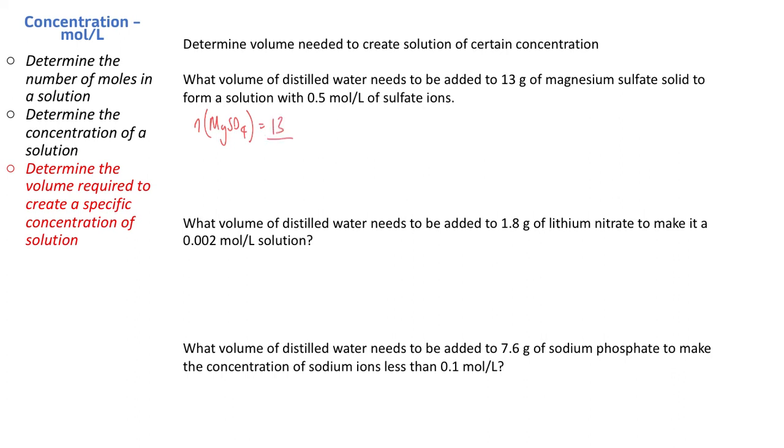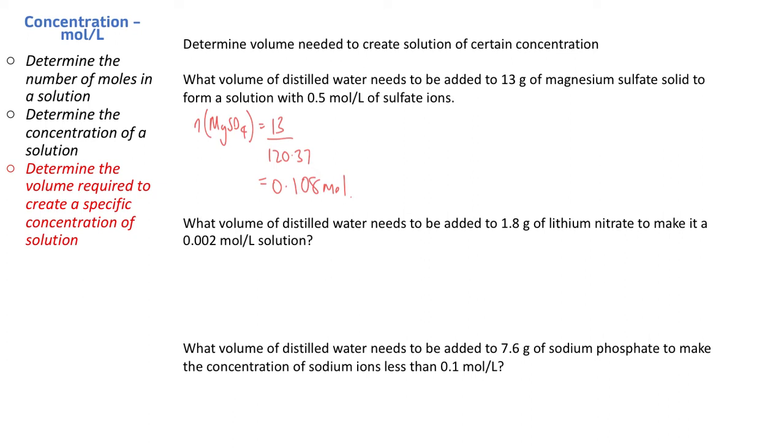over magnesium sulfate, which is equal to 24.31 plus 32.07. What version have I got here? 32.06, because that's changed recently. And what am I doing? 4 times 16. So 120.37, which is equal to 0.108 moles. Okay, that's the number of magnesium sulfate that I have.